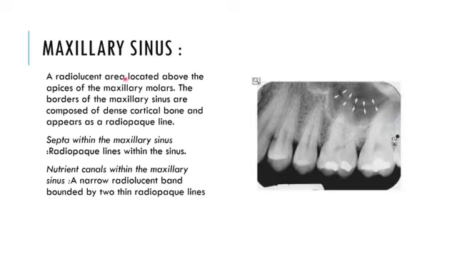Next is the maxillary sinus. It is a radiolucent area located above the apices of the maxillary molars, and the borders of the maxillary sinus are composed of dense cortical bone and appear as a radiopaque line. So this is the floor of the maxillary sinus, and we could see the septas here. Septas are radiopaque lines within the maxillary sinus. So these are the septas, and we could see nutrient canals within the maxillary sinus. What are these nutrient canals? They are nothing but a narrow radiolucent band which is bounded by two thin radiopaque lines.